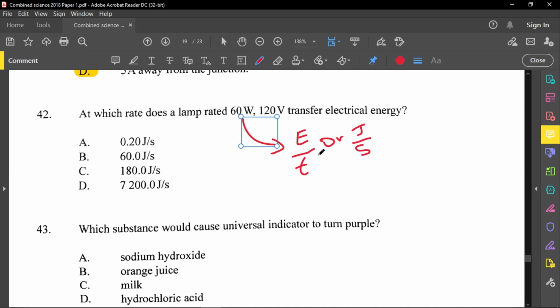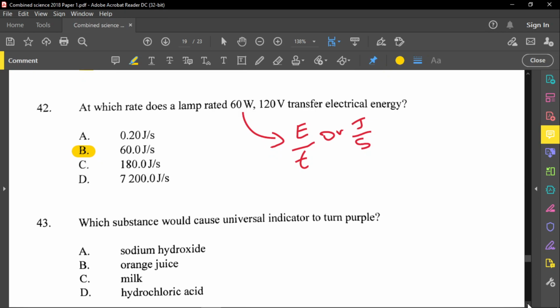So joules over seconds. First and foremost, as I mentioned, once you talk about power, you talk about the rate of change of what? Energy. So if it's rated at 60 watts, it means the rate of electrical energy transfer is also 60 joules per second. That's what this information is telling you. So that is B.